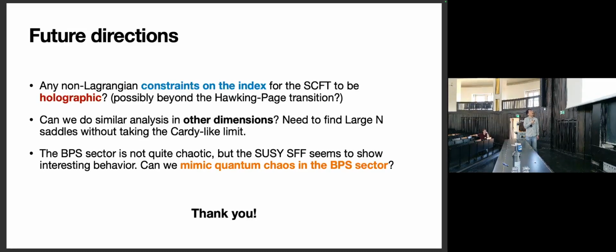It's technically harder to generalize this to higher dimensions because, for example, in three dimensions, there are monopole contributions to the supersymmetric index that make it harder to analyze. But anyway, it would be nice to study those. And finally, I have a rather speculative remark. We know that the BPS sector cannot be chaotic, but this index version of the spectral form factor seems to show some interesting behavior. So that brings me hope that maybe we can mimic some phenomena in quantum chaos even in the BPS sector, even though it's not really chaotic, but maybe there is some version of that.